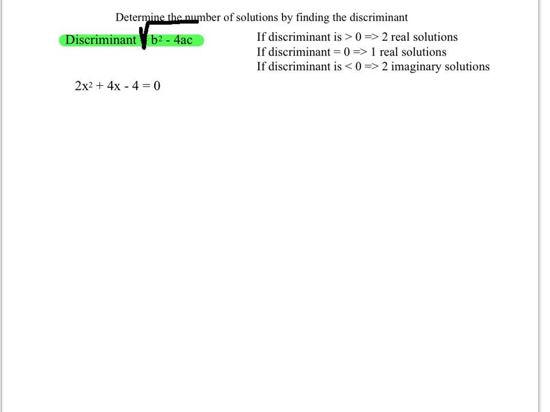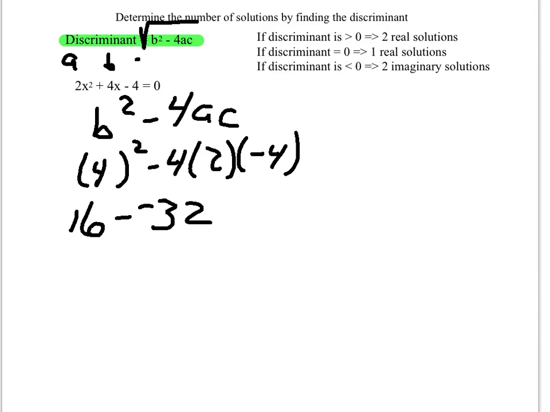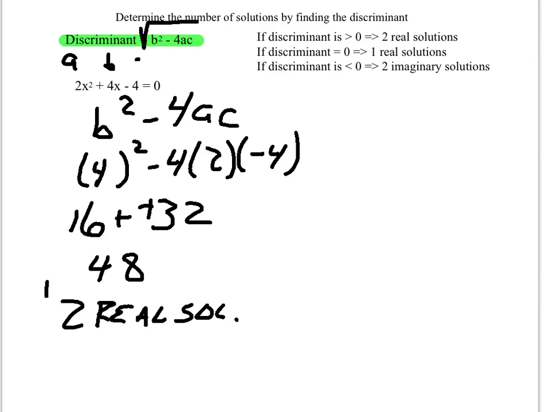So all we do is plug into that b squared minus 4ac. B is always in front of the x, so we have 4 squared minus 4 times a, which is always in front of the x squared, and c is always this constant, so that'll be negative 4. So we have 16 minus 4 times 2 times negative 4, which will be negative 32. Now minus the negative means plus the positive, so 16 plus 32 will be 48, which means we're going to have two real solutions. And that's all we really needed to find on that.